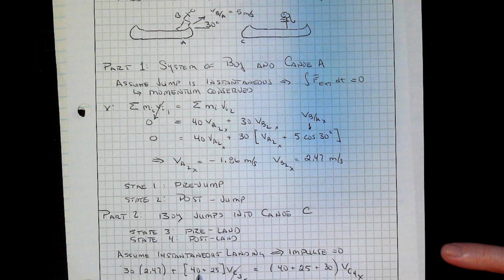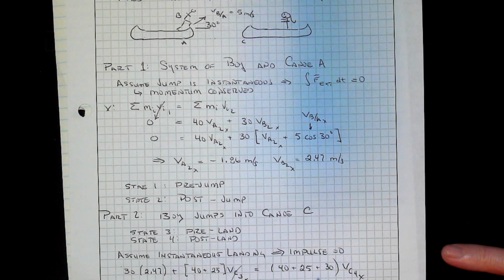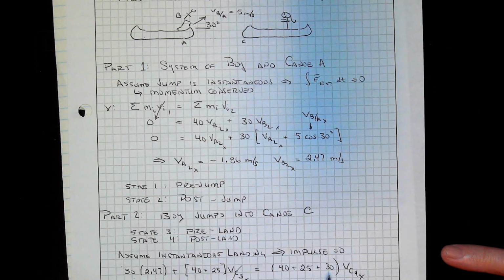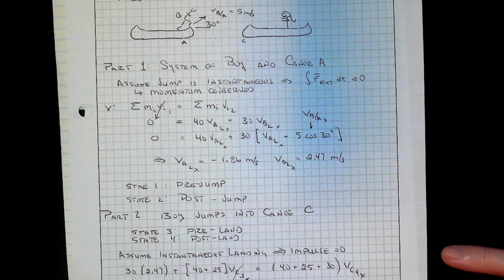Here is the canoe and the girl. They have no velocity in the x, so that's a 0. If he sticks the landing, all right, the boy, the canoe, and the girl are all going to have the same velocity. All right, so we have 40 plus 25 plus 30, all of the mass. The velocity of the canoe after he lands works out to 0.781.